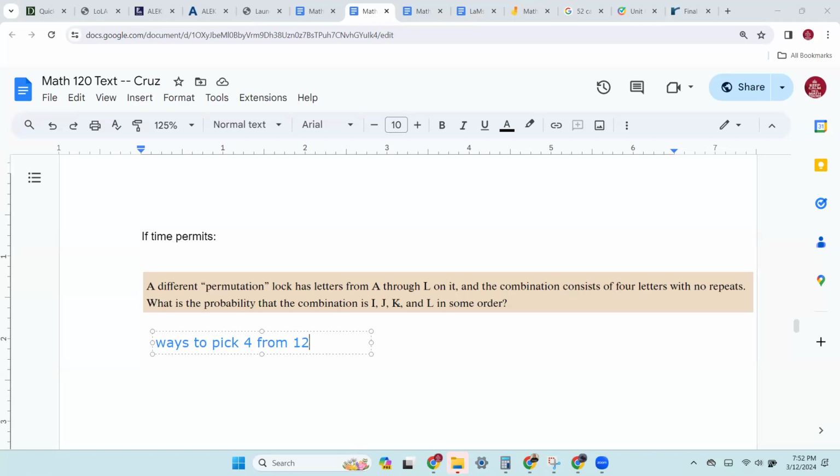Because you've got A is 1, 2. See if I can do this. So 5. So that would be A, B, C, D, E. F, G, H, I, J, 10, K, and L gives you 12. So we're picking 4 from 12. So that's going to be, we're going back to permutations now because the order is important, and we're picking 4 from 12.